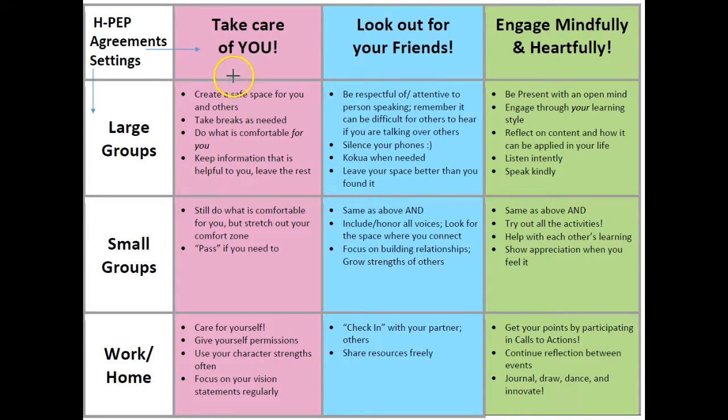All right, so the next thing is take care of you in small groups. What does that look like? It means still doing what's comfortable for you, but also stretching out of your comfort zone. We talked a little bit about that earlier, being in that yellow zone where you're learning and a little bit uncomfortable, but not so uncomfortable that you are shutting down. And also passing if you need to. That's what take care of you looks like in small groups.